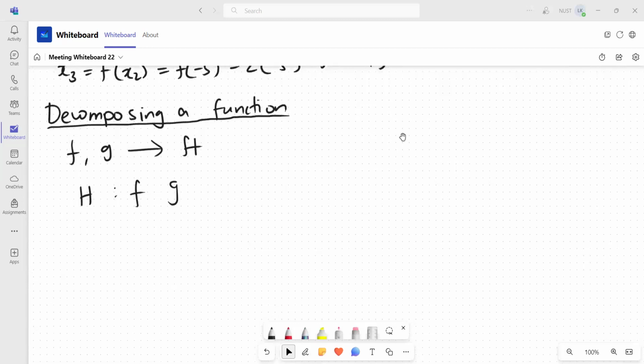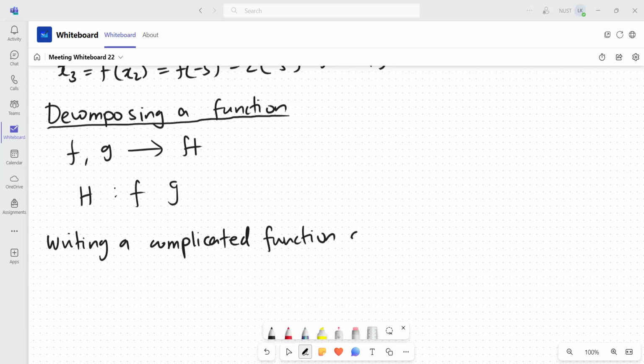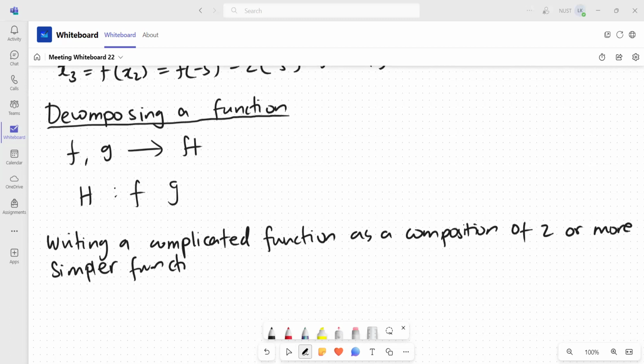Okay, so we say that writing a complicated function as a composition of two or more simpler functions is known as decomposing.